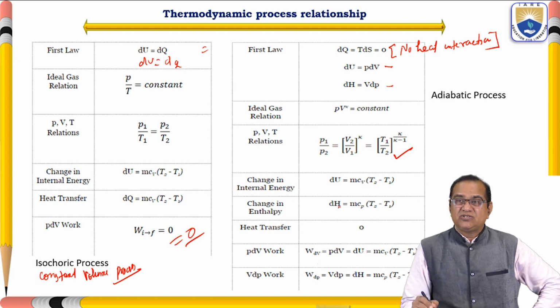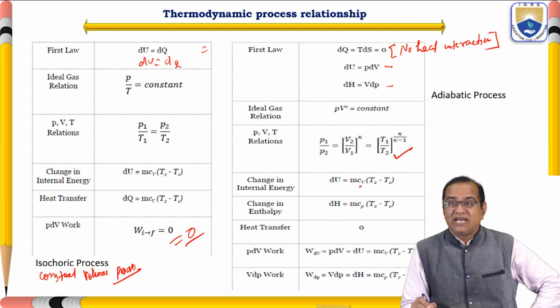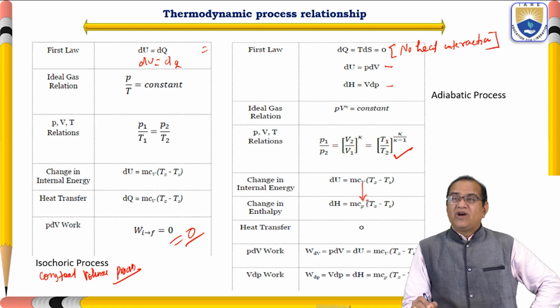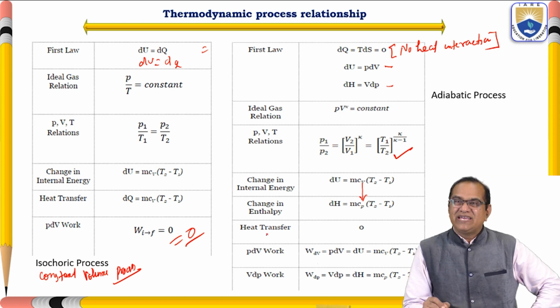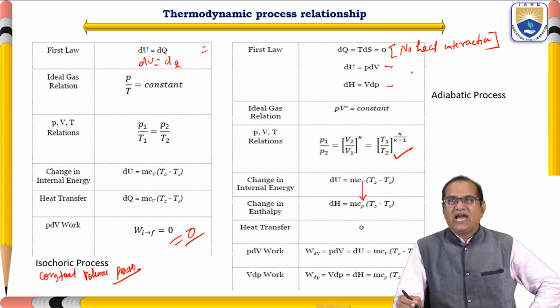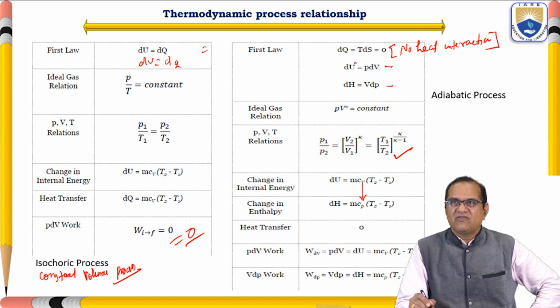Change in enthalpy is equal to mCp(T2 minus T1). So here the difference is this Cv and the Cp. If you want to calculate the enthalpy, you have to use the Cp, and if you want to calculate the internal energy, you have to use the Cv. That much you have, and here the net heat transfer will be 0. We have given here dq is equal to 0.